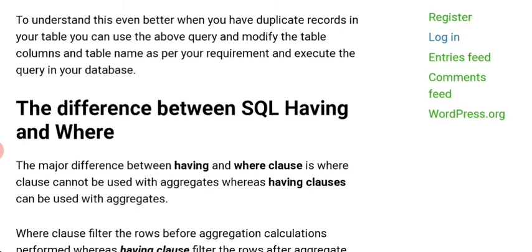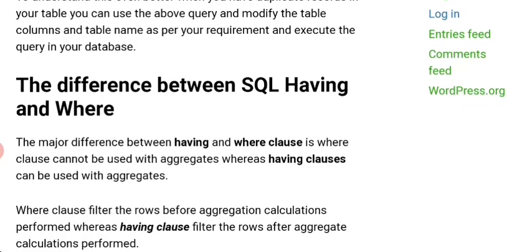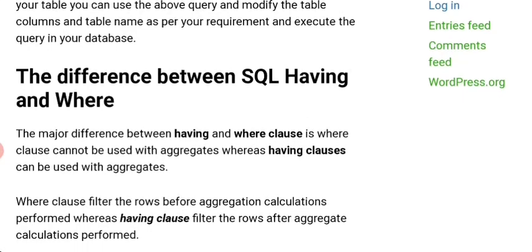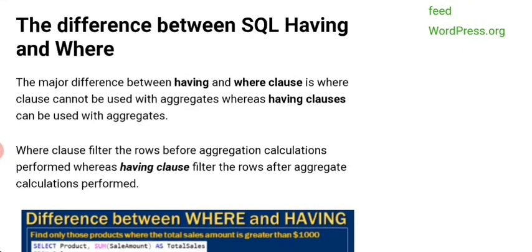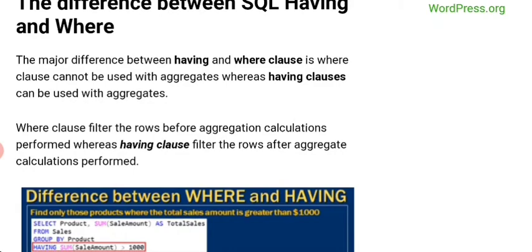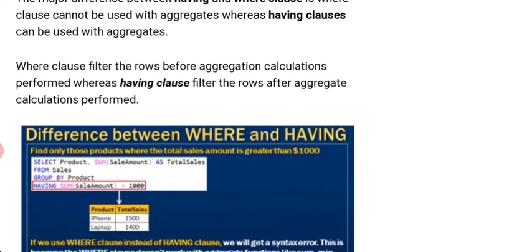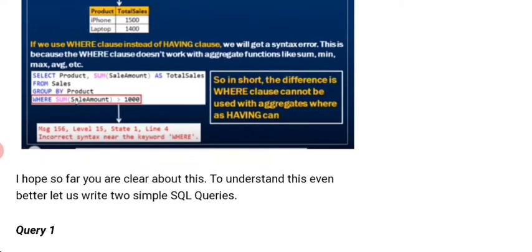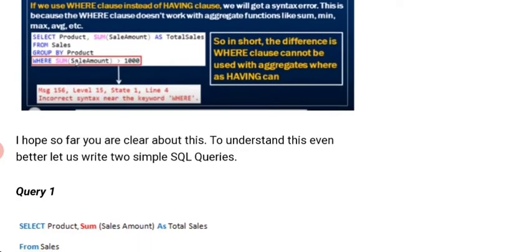So here we'll see what is the difference between SQL HAVING and WHERE. Both SQL HAVING and WHERE are used to filter the records. But in the case of the HAVING clause, you apply a condition on aggregated records. So that is the major difference between SQL WHERE and SQL HAVING.